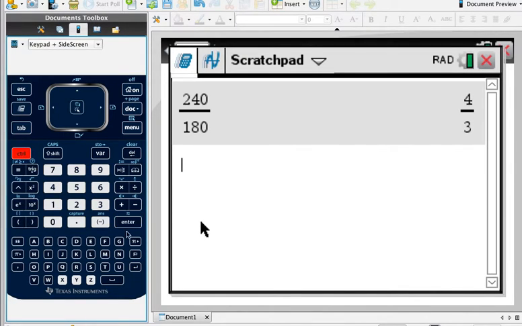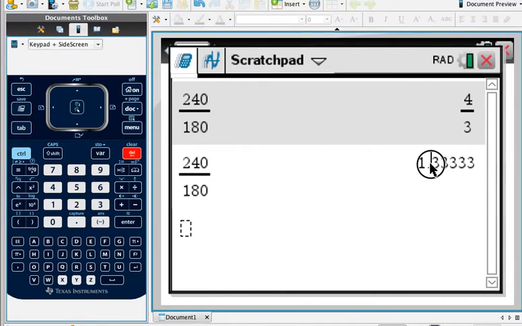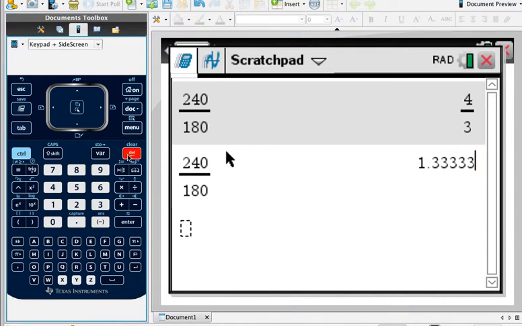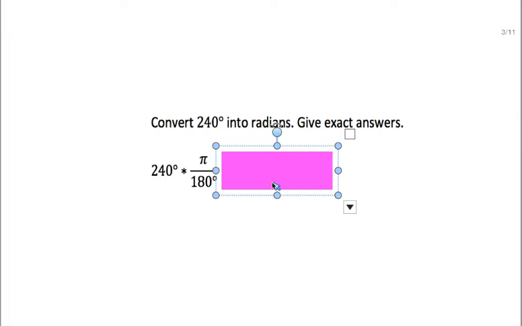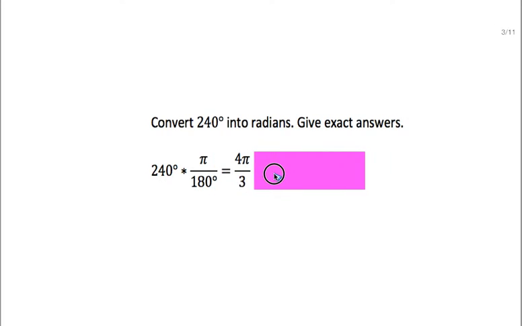Yes, I know we could push control enter and get a decimal answer. I don't want this. It's a terrible answer, so I'm just going to delete it. Nope, it won't let me delete it. Anyway, I'm going to stick with the 4 over 3, and so then I end up with 4 times pi divided by 3. Notice in the calculator we just ignored the pi. Then when we get our fraction, we just put the pi in the numerator.